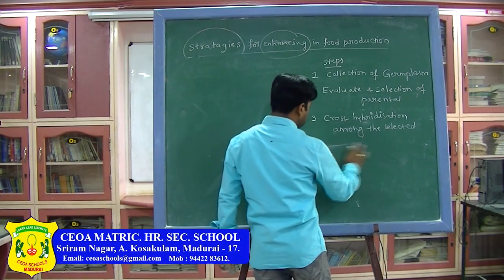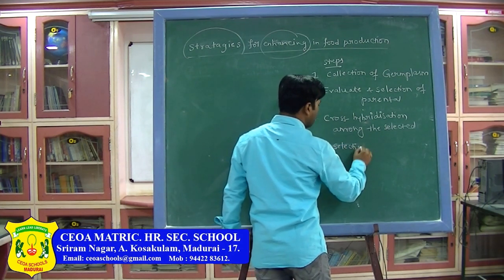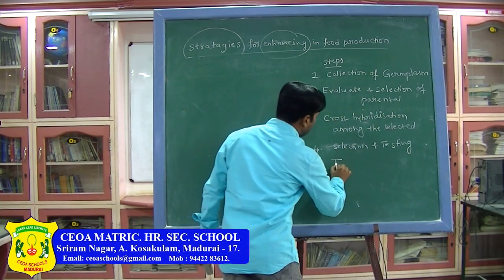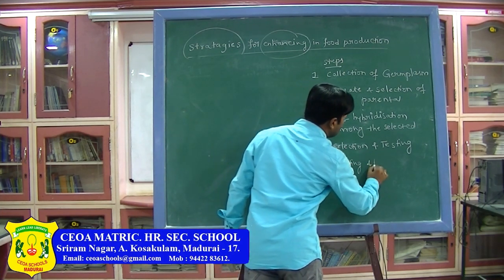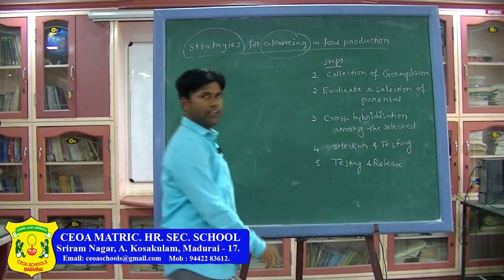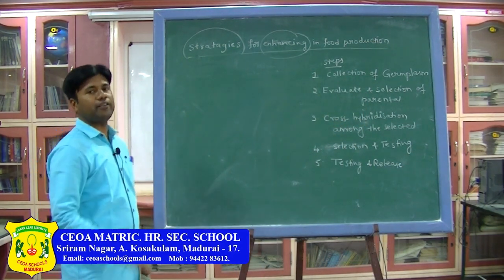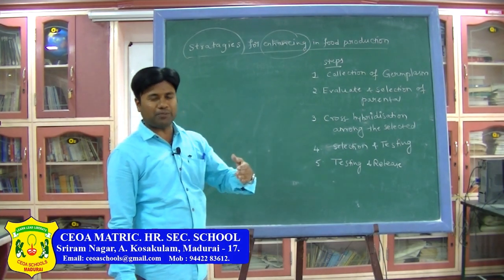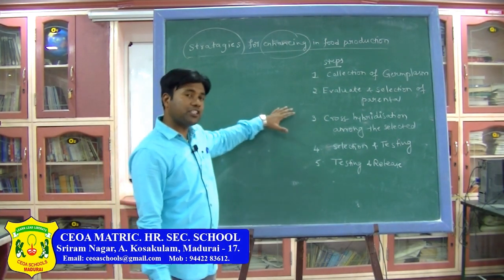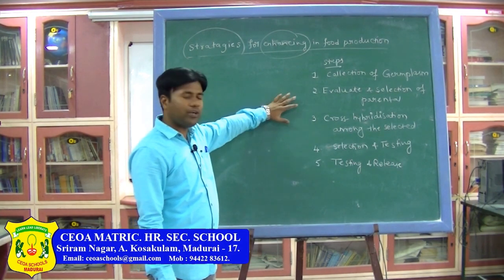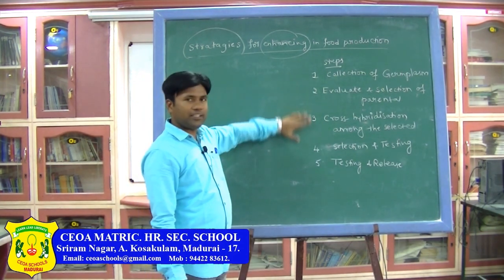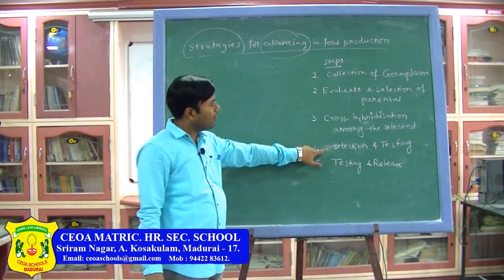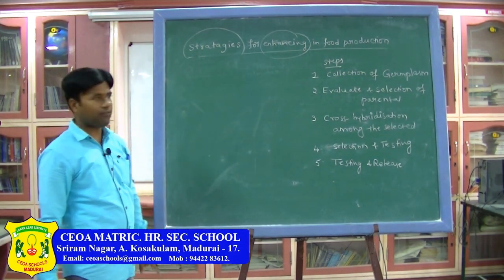Next one, selection and testing. Fifth one is testing and releasing into the market. These steps are very, very important. Based on these five steps, the question will be framed: which of the following steps are correctly framed, or which of the following steps are incorrect? It will be jumbled and the question will be framed, so you have to remember it line by line. Collection of germplasm, evaluation and selection of the parental plants, cross hybridization among the selected ones, selection and testing, and fifth one is testing and release. Now let us see one by one.